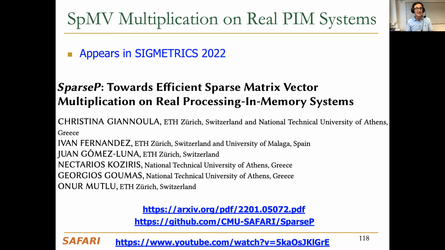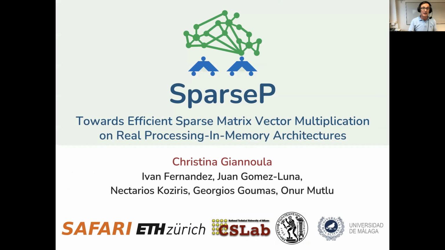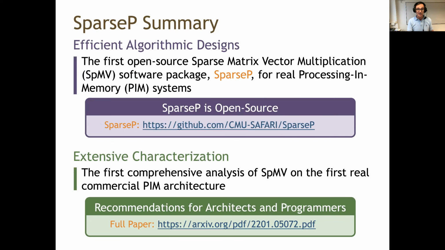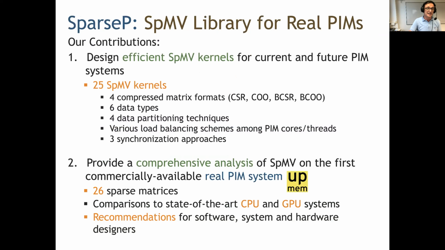We analyzed sparse matrix vector multiplication on the UpMem architecture. Remember that the UpMem architecture doesn't have a native multiplier. Even then, sparse matrix vector multiplication can be optimized on this architecture to provide benefits. And this is a very interesting work, in my opinion. We provide the first open source software package, SparseP, for real processing in memory systems. You can download it, play with it, etc. And we extensively characterize it. And we provide recommendations for future architectures, software designers, etc.